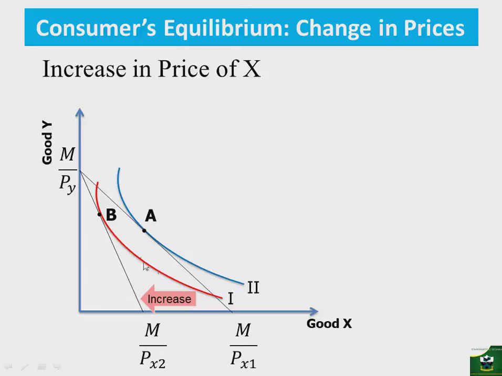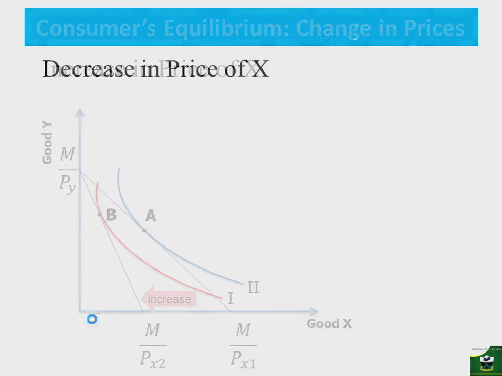So notice, compare point A and point B. At point A, we are at this much of X. At point B, we are at this much of X, which is a reduction. And in the same line, you will notice that for good Y, the consumer has increased the purchase because the price remained constant, and probably good Y has become appealing to the consumer.